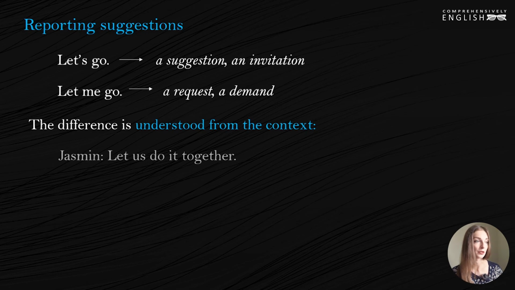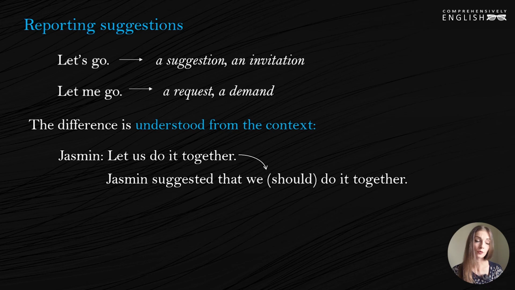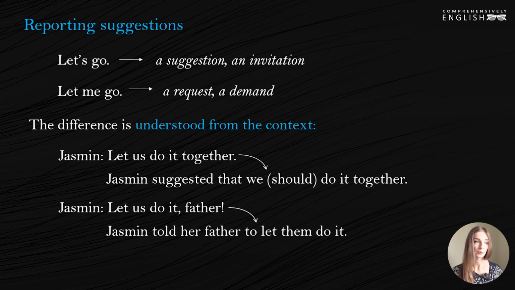Let's look at the examples. Jasmine, let us do it together. What is this? It's a suggestion. Jasmine suggested that we should do it together, or Jasmine suggested that we do it together. Jasmine, let us do it, father. In this case, obviously, she asks her father to let her and, for example, her sister do something themselves.